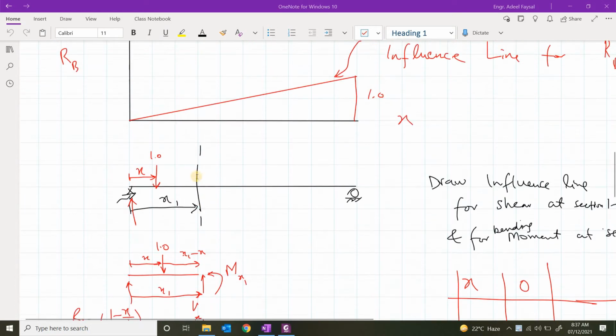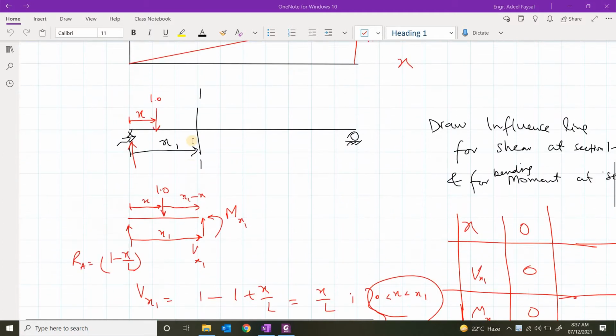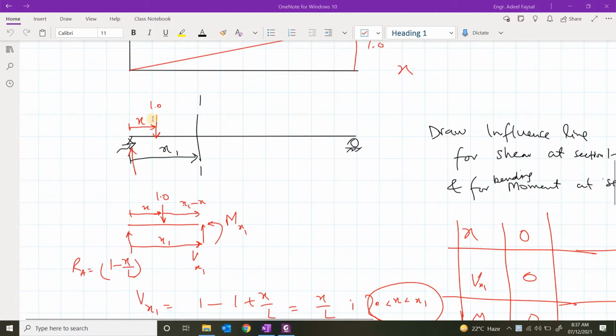Okay, so the strategy is the same. There are two possibilities as I discussed. One is that the load is acting in this region to the left of section 1,1, and the other possibility is that the load is acting in the other region. So let's consider the load acting in this region.